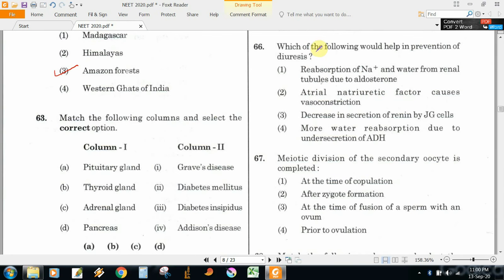So now, which of the following would help in prevention of diuresis? Reabsorption of sodium ions and water from the renal tubules due to aldosterone. Atrial natriuretic factor causes the vasoconstriction. No, it mainly causes vasodilation. Decrease in the secretion of renin by juxtaglomerular cells. No, and more water reabsorption due to under secretion of ADH. No, under secretion of ADH will not cause water reabsorption, right? So based upon the four statements, first statement is the right one over here, right? Reabsorption of sodium ions and water from the renal tubules due to aldosterone.